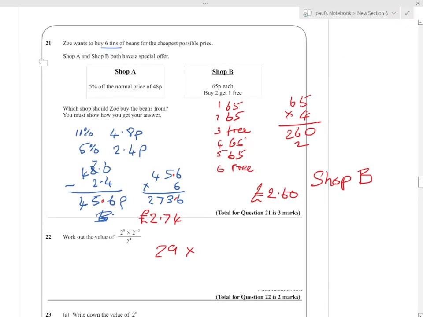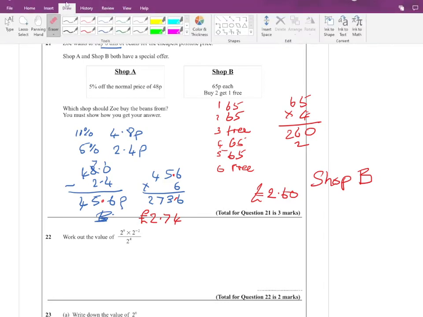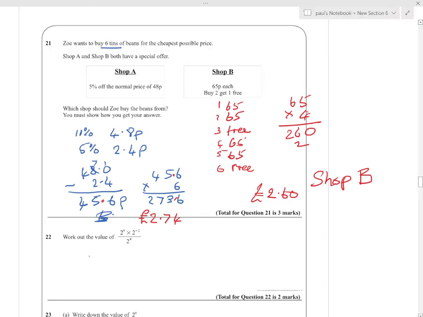Right, now we've got 2 to the 9 times... I wrote 29 there, didn't I? Let's go back to light blue. So we've got 2 to the 9 times 2 to the minus 2 divided by 2 to the 4. Now when we multiply indices, we add the numbers. So 9 take away 2 comes out as 2 to the 7 over 2 to the 4. Now we subtract them, so that's 2 to the 3. 7 minus 4 is 3. 2 to the 3 is 2 times 2 times 2, which is equal to 8. I don't know whether they actually wanted you to work that out. Yeah, probably.